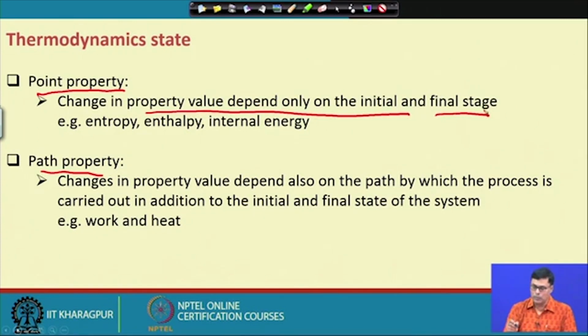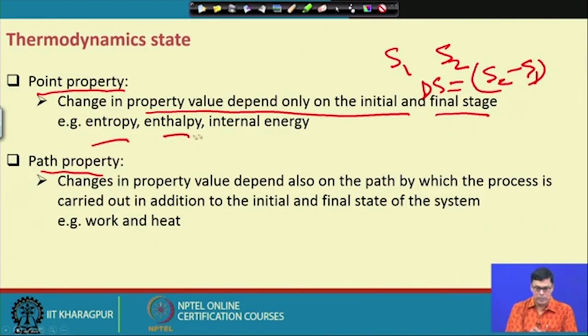So, suppose for entropy, the initial entropy was S1 and the final entropy S2. So, the change of entropy is S2 minus S1. This we call del S. This is the entropy change. Enthalpy change and internal energy change are also point properties.